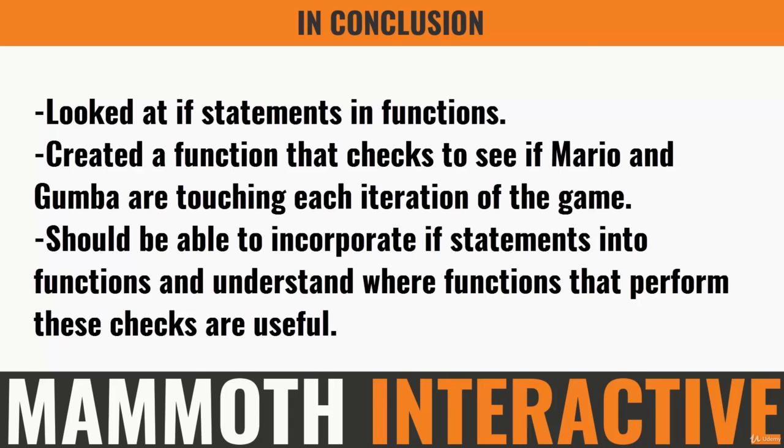Okay, so by now you should be able to incorporate if statements into functions and understand where functions that perform these checks are useful. So you'll see a lot of these kind of functions in games that are just performing these checks. So it's basically, is this condition true? And if it is, then make this happen. And that check will happen at each iteration of the game, or each tick as we would call it.